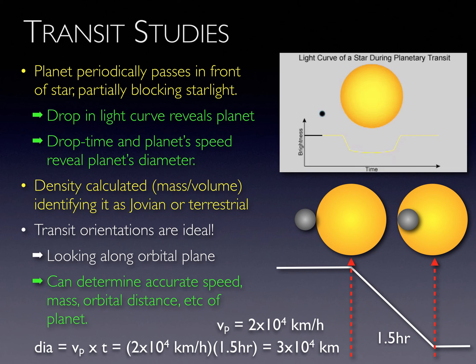The amount of time it takes for the light to drop to a minimum is equal to the amount of time it takes for the planet to travel a distance equal to its diameter. If the speed of the star can be worked out, then the diameter of the planet can be calculated. Armed with both the planet's diameter and mass, its average density can be calculated. Density is helpful in determining if the planet is a Jovian or terrestrial-type planet.